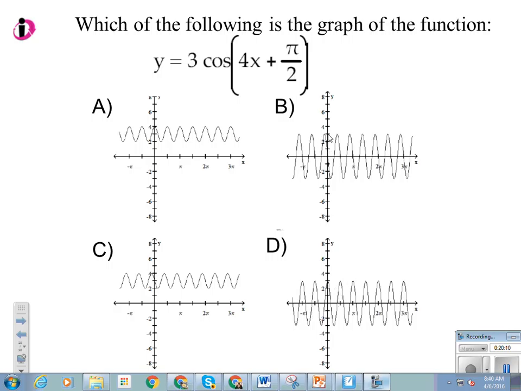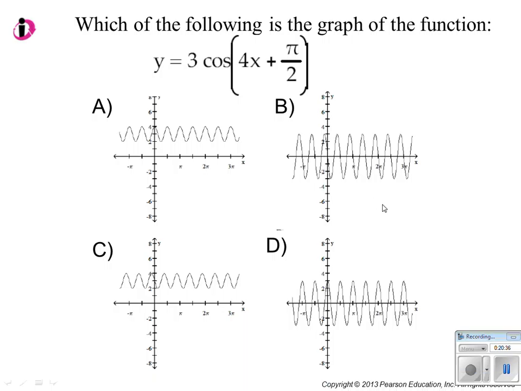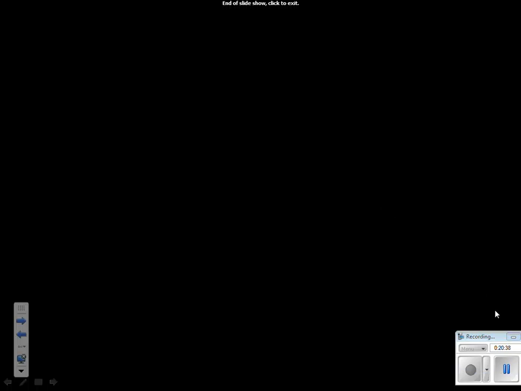B is, if I'm looking at cosine, would start at x equals 0 and at y equals 3. In this case, that is what's happening, but I have a phase shift. So this phase shift is negative pi over 2 divided by 4, which is negative pi over 8. The only one between B and D that has a phase shift is B. So B is going to be the correct answer.